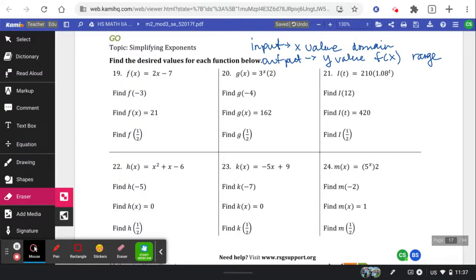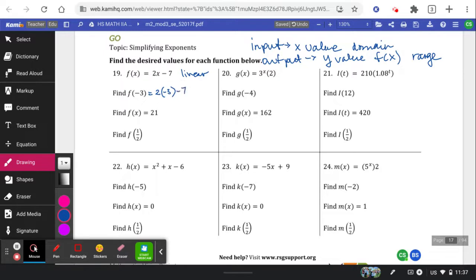So let's go do the first one, which is a nice linear equation. How do I know it's a linear equation? Because it's just a 2x minus 7, a plain x. It's in mx plus b form. Plugging in the inputs, first we're putting in a -3. So this is 2 times -3 minus 7, which is -6 minus 7, which means f of -3 equals -13.